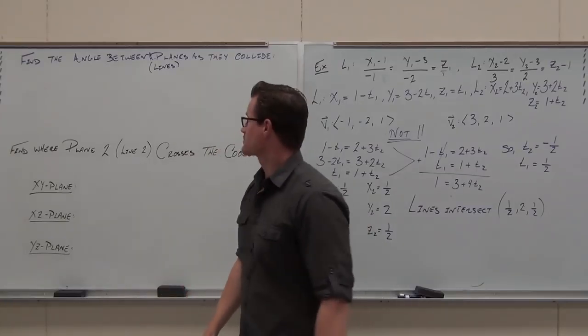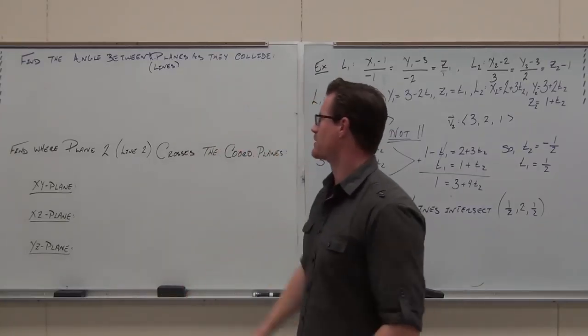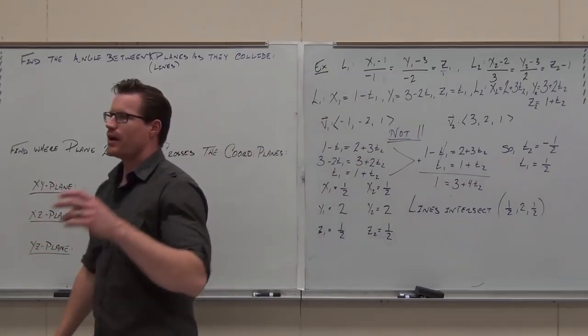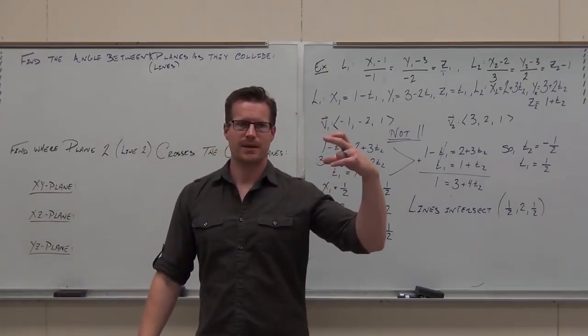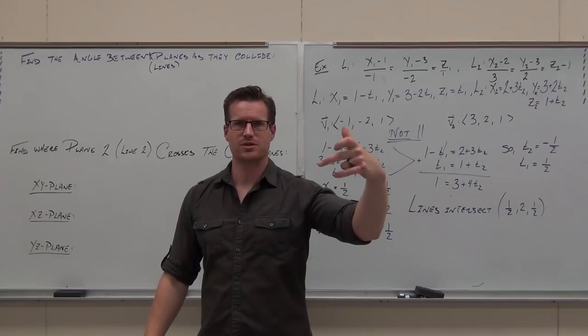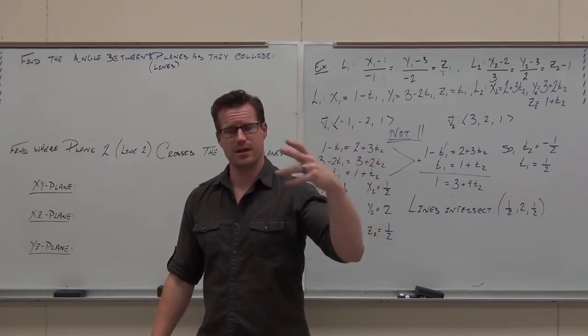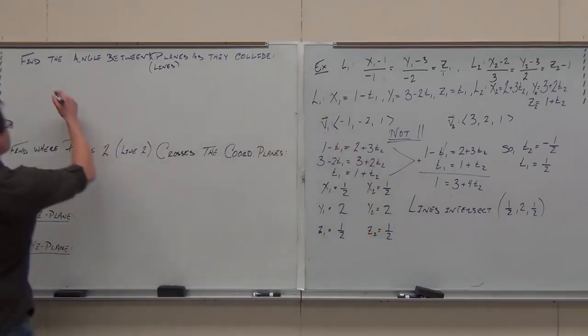It's too expensive. Find the angle between the airplanes, the lines, as they collide. The angle between the lines is the same as the angle between the vectors. So if you can find the angle between vectors, you can find the angle between the lines.